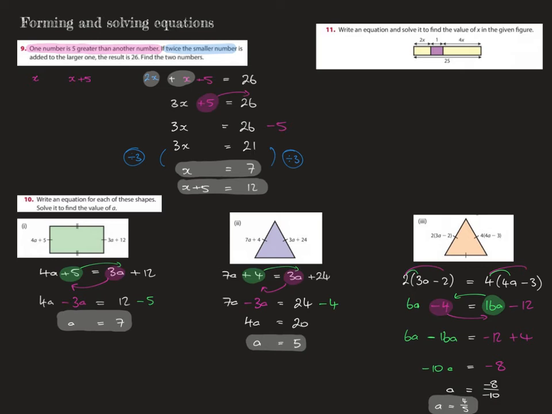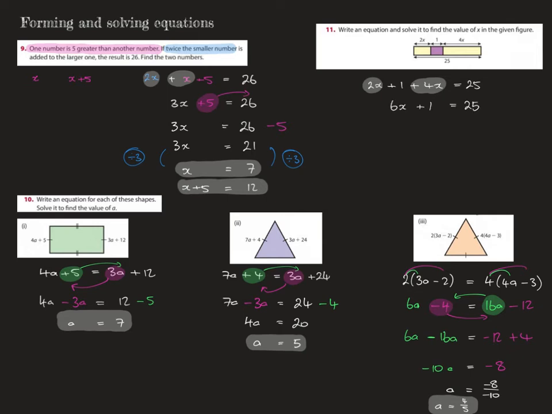Okay. So for question 11, I'm just going to move that up there so that we can have a bit of room to do it. For question 11, we have to form the equation first, and we can form that equation by saying 2x plus 1 plus 4x is equal to 25. What I'm going to do first of all is collect my x terms, and make sure that the sign goes with it. So 2x plus 4x is going to give me 6x plus 1 is equal to 25.